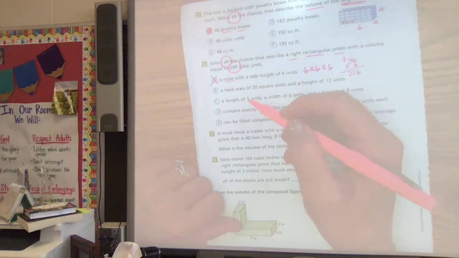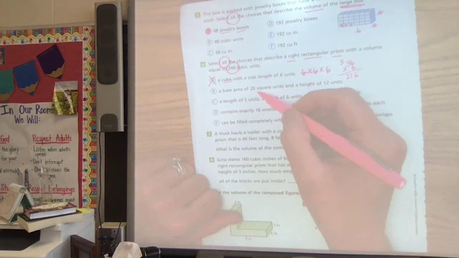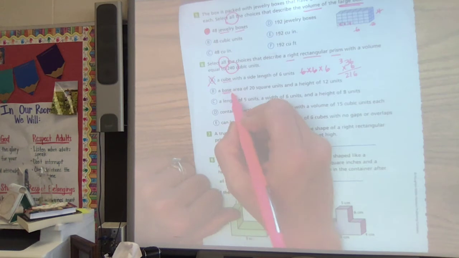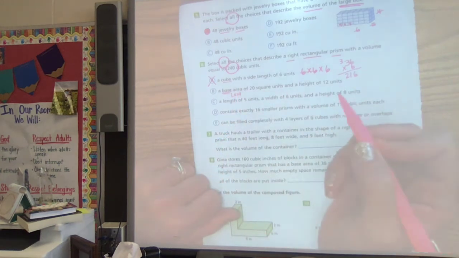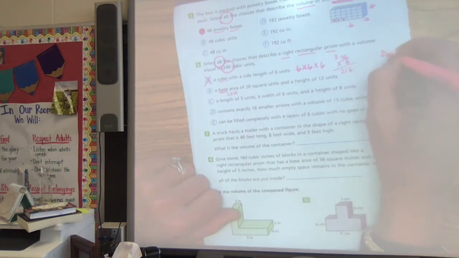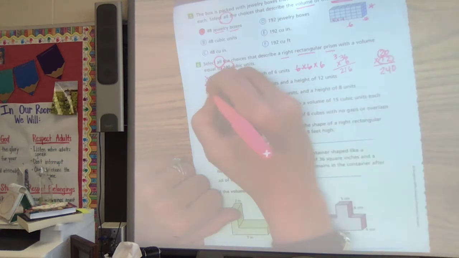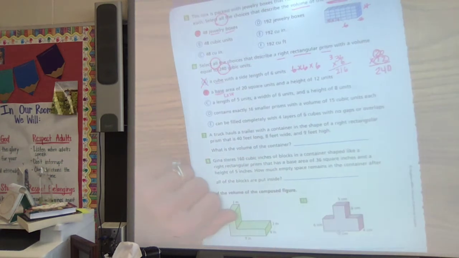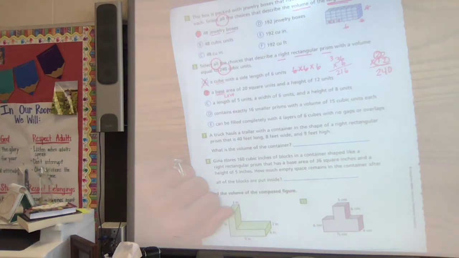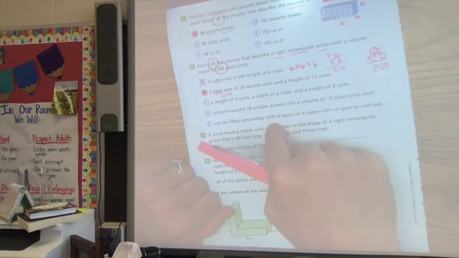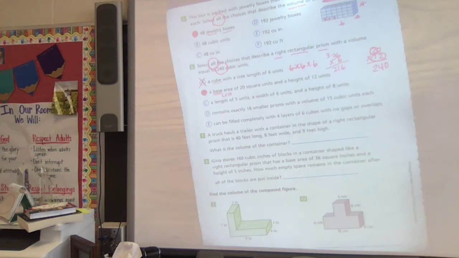Let's look at B. A base of 20 and a height of 12. So when it's saying base, they've already done the length and width. So all you'd have to do is say 20 times 12. Well, I know 12 times 2 is 24, and I can add my 0. So yes, B is correct. There are 2 other correct answers for this. Keep working them out to see if they are right.